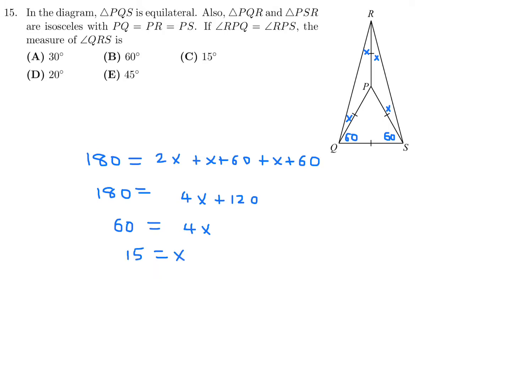So what do they want? The measure of QRS. QRS is this angle right there. So angle QRS is 2x, x is 15, so that's 30. So number 15, the answer is A.